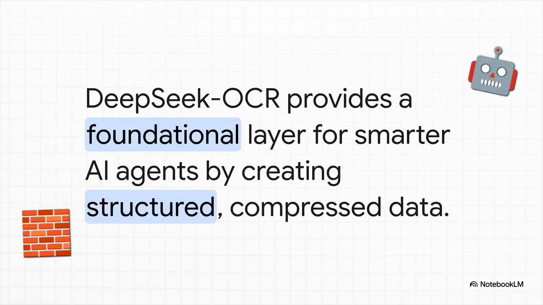Ultimately, this is all about building a better foundation. When you can take messy, chaotic, real-world documents and turn them into clean, compressed, structured data, you're giving AI the perfect fuel to run on. You're giving these future AI agents a much better grounding in reality, which means they can reason and act with way more accuracy and common sense.